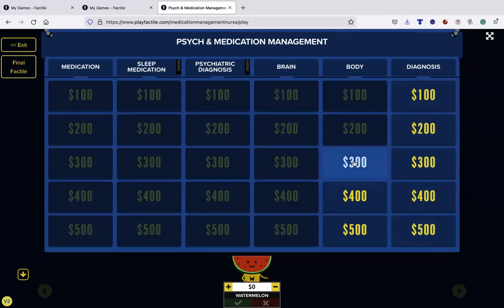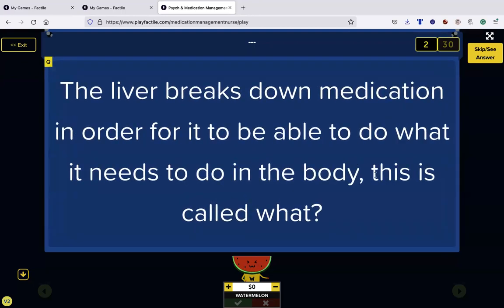So grapefruit can either slow down or speed up the metabolism of a medication, or do nothing, it just depends on the medication. The liver breaks down medication in order for it to be able to do what it needs to do in the body. This is called what? We should all know it, metabolism.